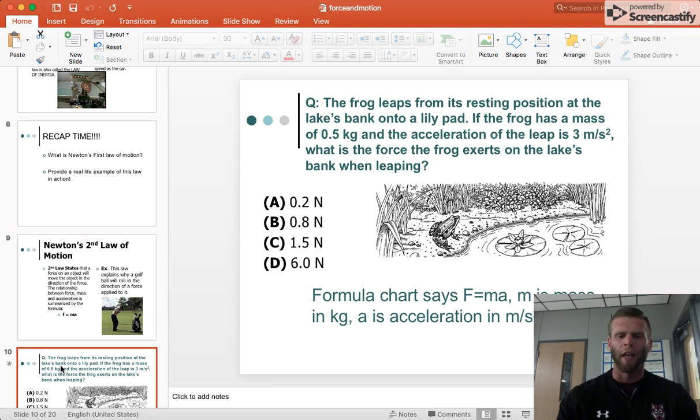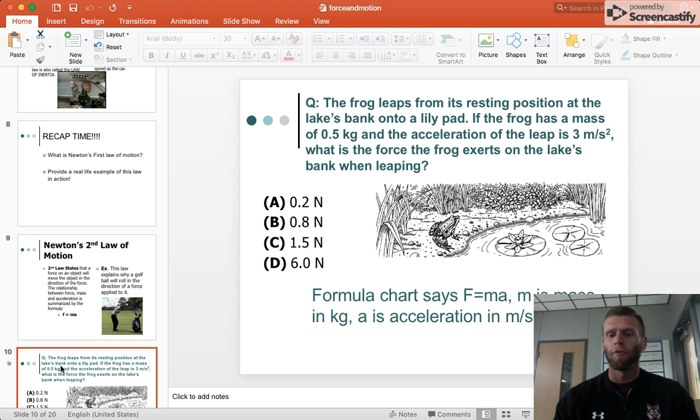So let's look at an example. The question here: a frog leaps from its resting position at the lake's bank onto a lily pad. We all love frogs. We dissected them. If the frog has a mass of 0.5 kilograms and the acceleration of the leap is 3 meters per second squared, because we do acceleration in meters per second squared, not just speed, which is meters per second, what is the force that the frog exerts on the lake's bank when leaping?